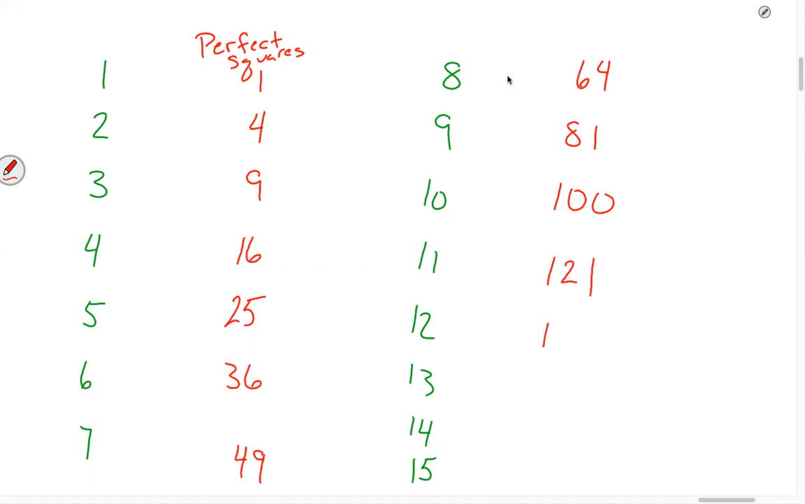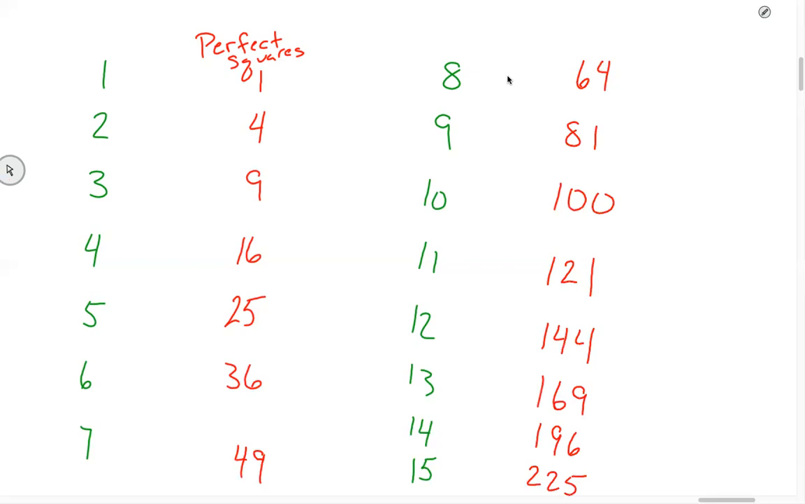All right, so 11 times 11 is 121. 12 times 12 is 144. 13 times 13 is 169. 14 times 14 is 196. And 15 times 15 is 225. So these red numbers on my board are perfect squares.